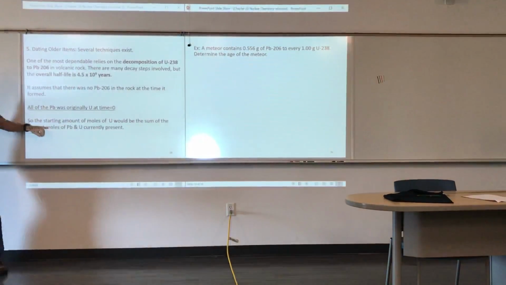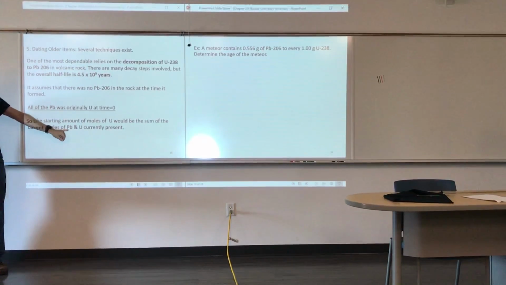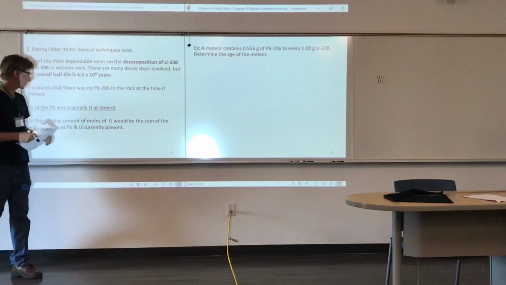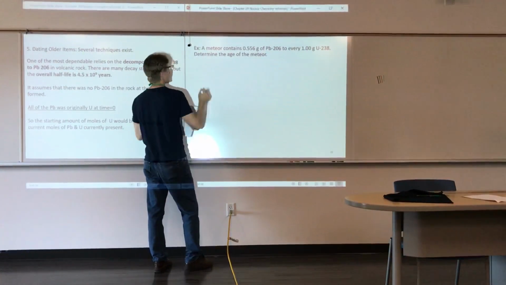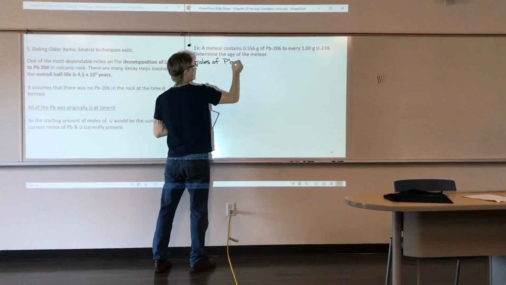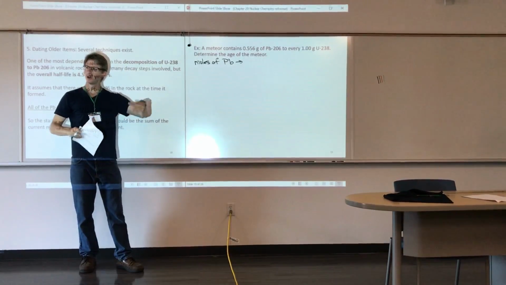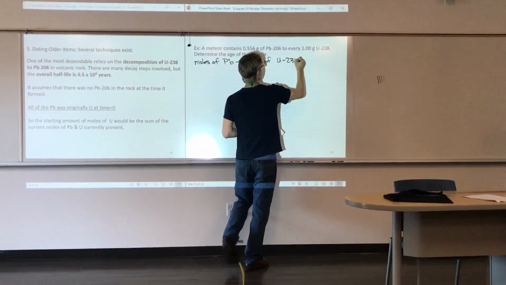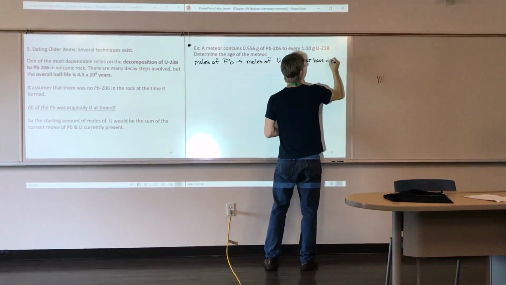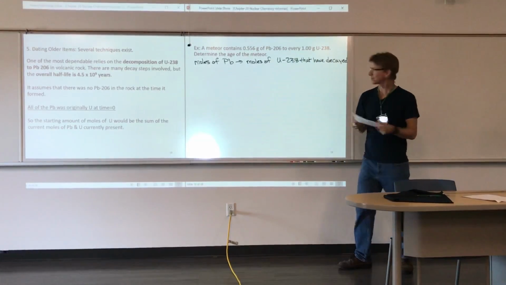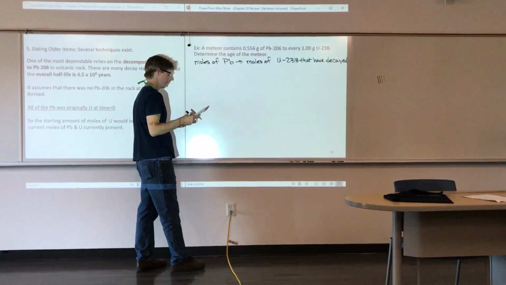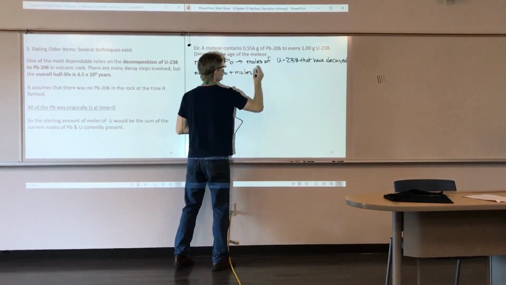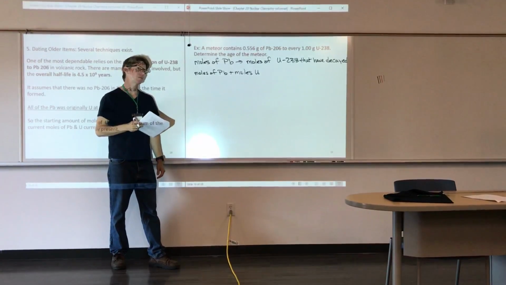The idea is that we're going to have to turn the grams of lead into moles of lead, and add them to the moles of uranium to get a total moles that must have been there at the beginning. Let me put it another way. The moles of lead is the moles of uranium that have decayed. And the moles of lead plus the moles of uranium is the moles of uranium at the beginning.